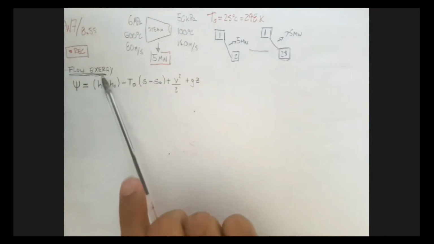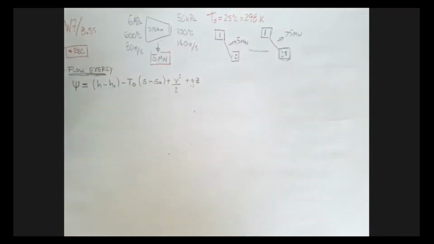Note this is just the exergy of any given state. Let's try to break this down further. Flow exergy: what are we talking about? We're talking about how much energy is available. This is how much energy is available, and how much energy is available depends on our dead state, our environment.